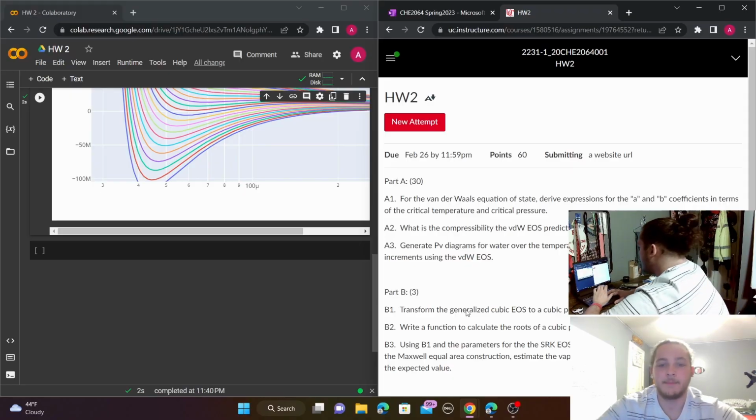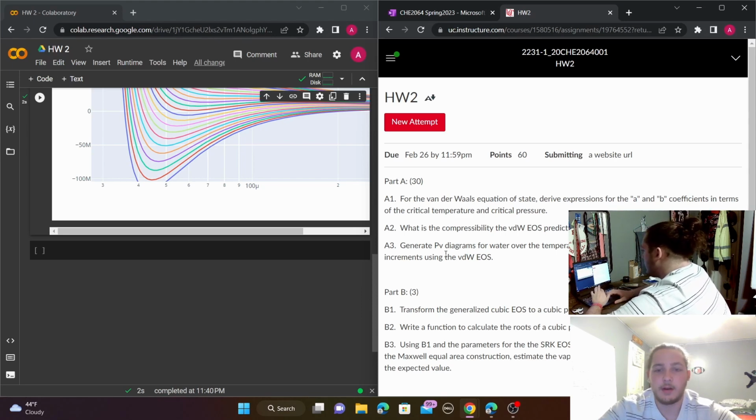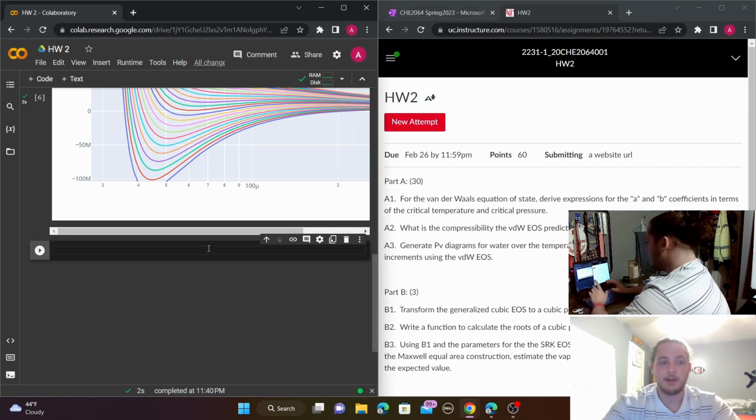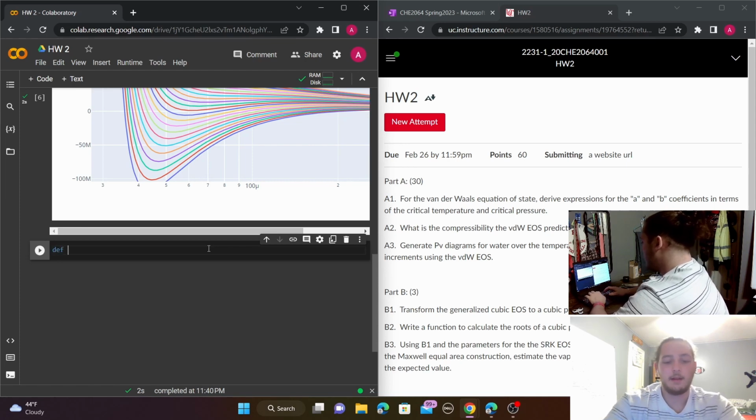Hi. We are going to be continuing on with this assignment, and we're going to be writing a function to calculate the roots of a cubic polynomial. We can do that by going to Colaboratory, and we can define a function, and we can go ahead and call it cubic roots A, B, and C.